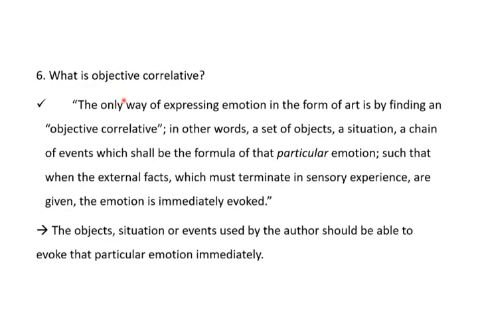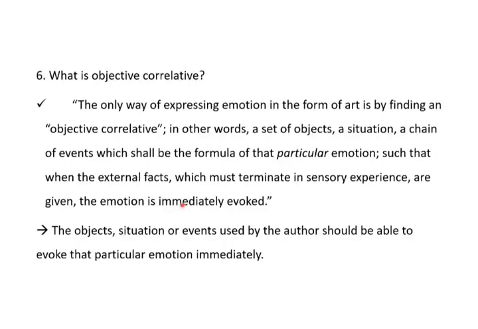Sixth question. What is objective correlative? Now we have come to the explanation of the exact term. Hamlet and His Problems by T.S. Eliot discusses this phrase objective correlative, right? I quote, the only way of expressing emotion in the form of art is by finding an objective correlative. In other words, a set of objects, a situation, a chain of events which shall be the formula of that particular emotion, such that when the external facts which must terminate in sensory experience are given, the emotion is immediately evoked.